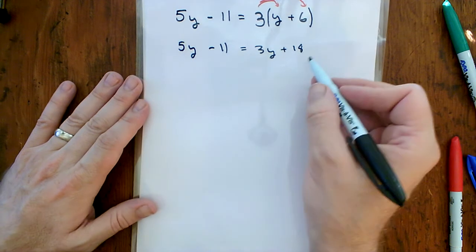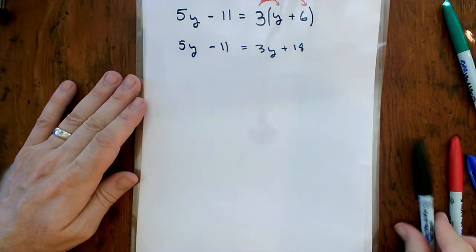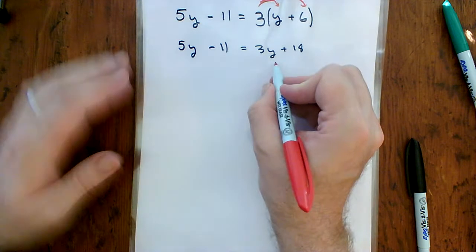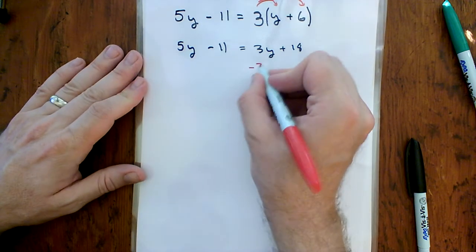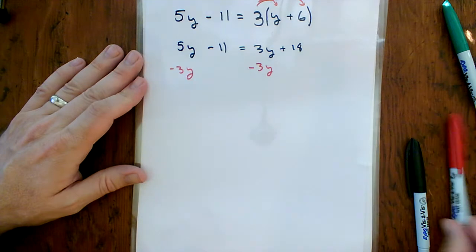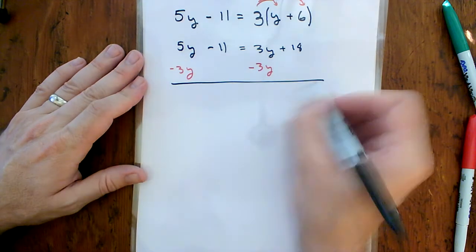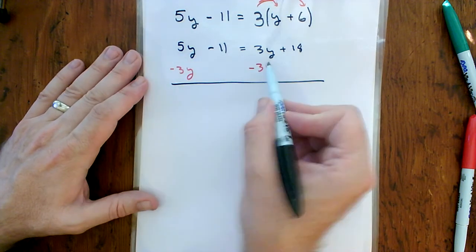Our next goal is now to get all of our variables on one side. So I can also add or subtract my variable terms, not just constants. I could subtract 3y from both sides. Now, I don't have to move things to the left. I could have just as easily subtracted 5y.